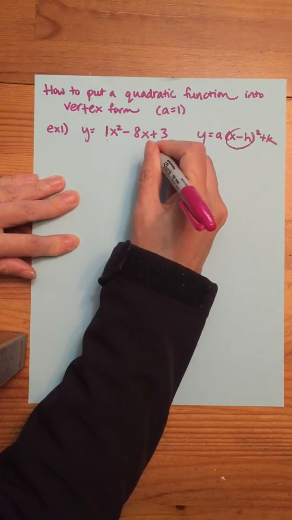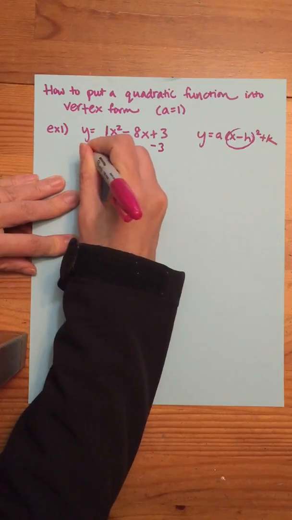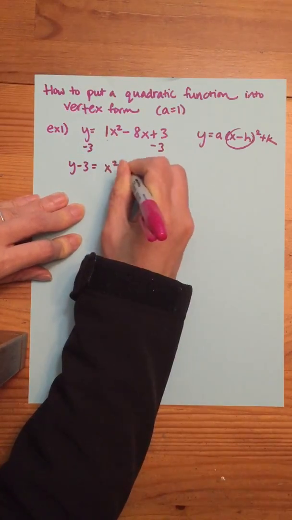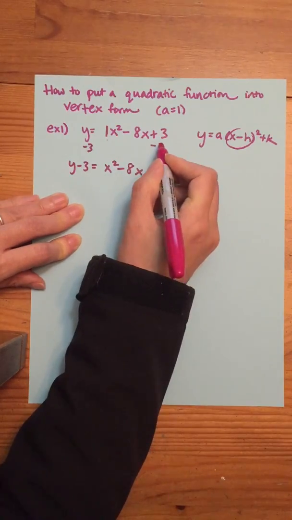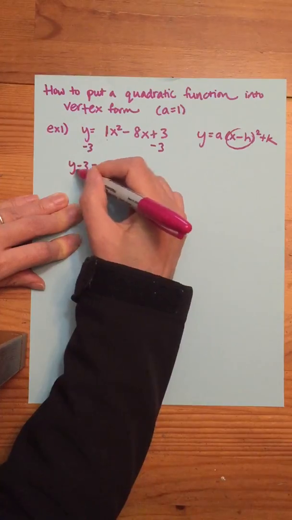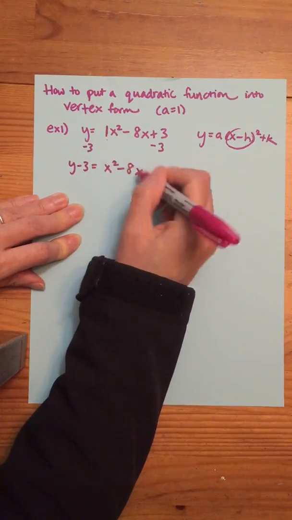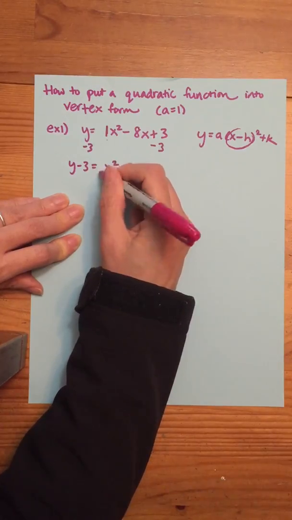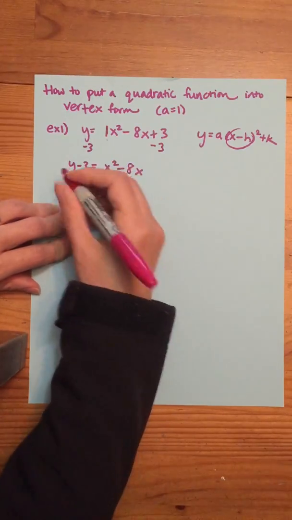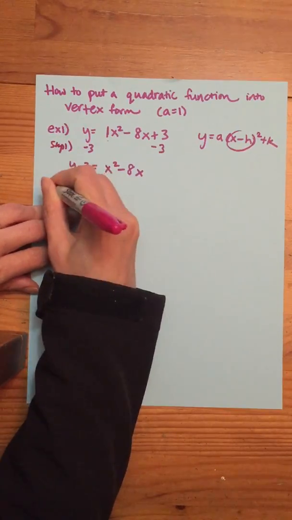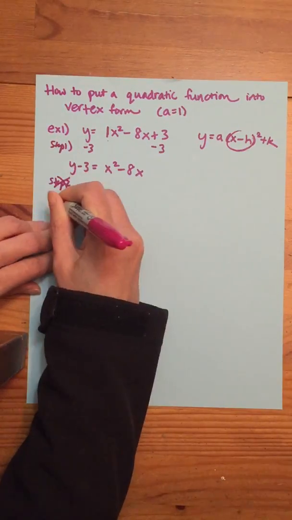We're going to subtract the constant for step 1. So I'm going to subtract 3 from both sides. So that's y minus 3 equals x squared minus 8x. So I've subtracted 3 from one side. Because I've subtracted 3 from the other side, this equal sign is still true. This y minus 3 is equal to this. Step 2, you're going to factor out a. Well, a is just 1, so there's nothing to factor out. So step 1 is done. Step 2, we don't need to do.